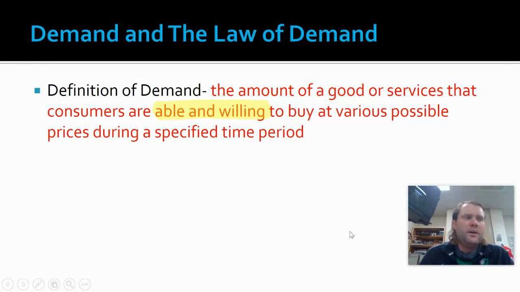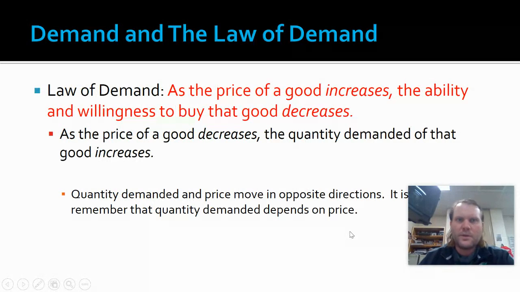On the flip side, maybe somebody is a vegetarian. They're not going to be willing. I'm sure they are able to buy something from McDonald's, but they're not willing to buy it. So you've got to be both. It's not just, oh, I would drive that car if I had the opportunity. I've got to be able to buy it in those situations. So that is an important part of the definition there.